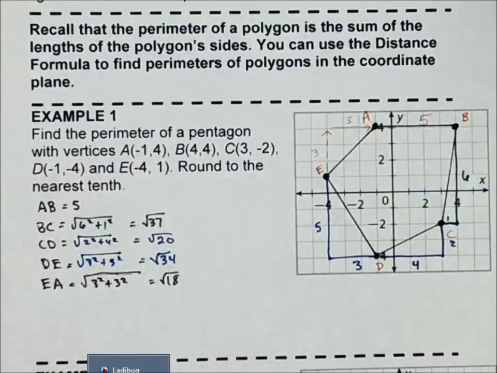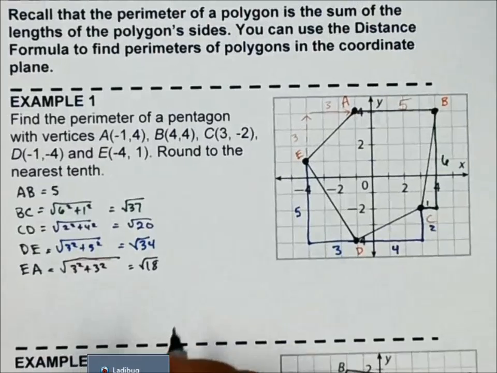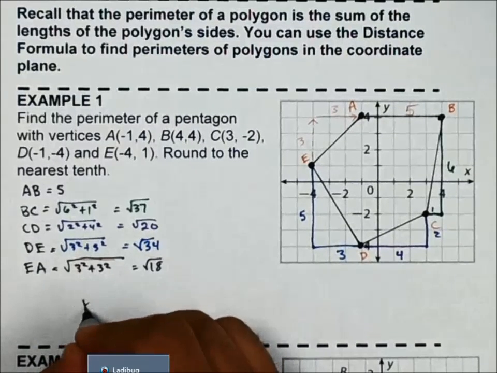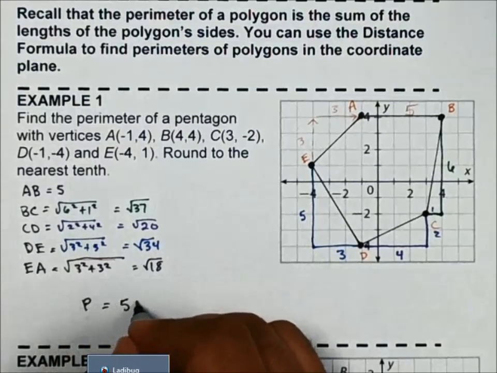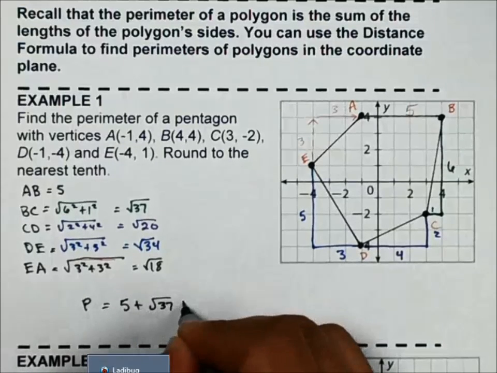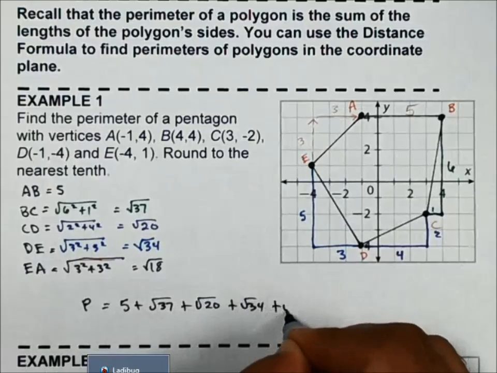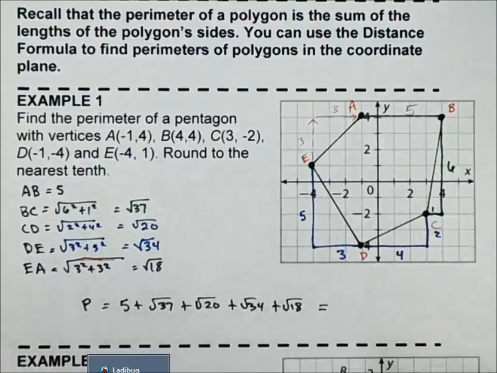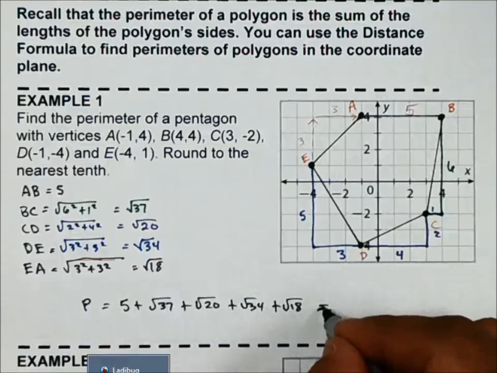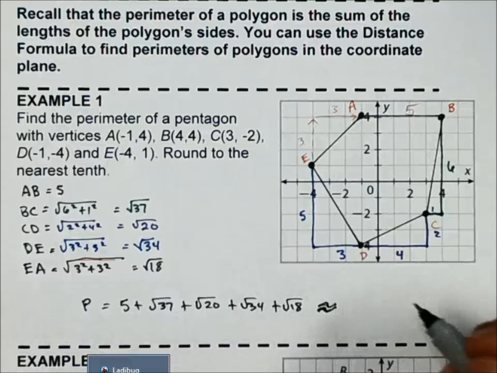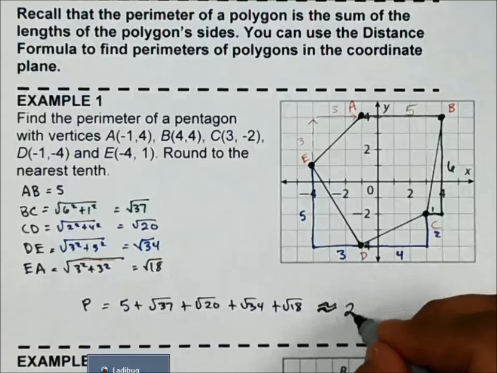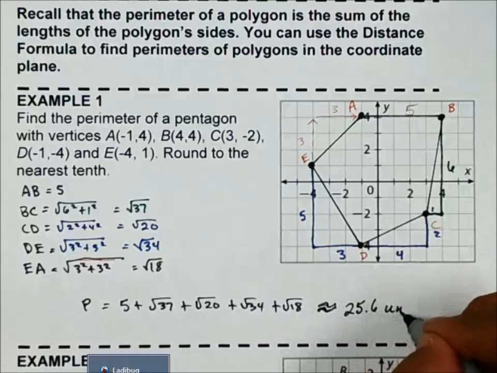Alright. Now it says we want the perimeter, and it says round to the nearest tenth. So in the calculator, I'm going to write that the perimeter is equal to 5 plus the square root of 37 plus the square root of 20 plus the square root of 34 plus the square root of 18. Okay, and that is going to round to 25.6 units.